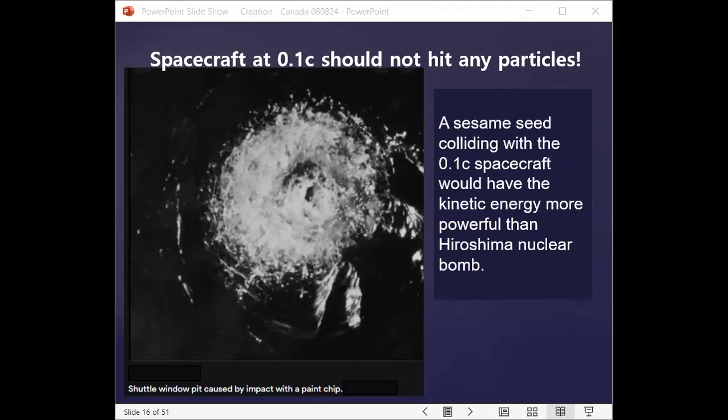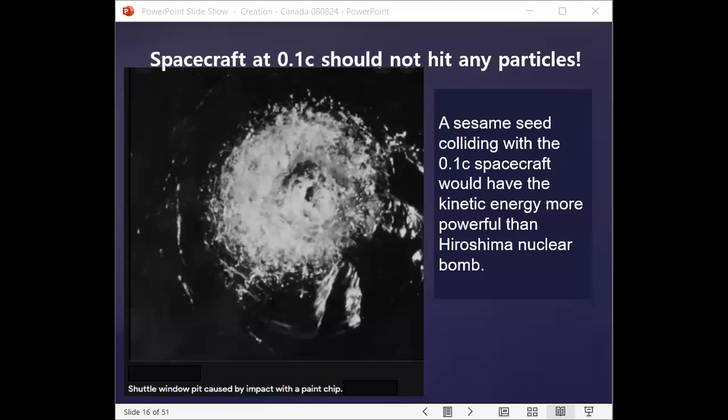So you have this, use the kinetic energy equation to calculate the energy imposed by this sesame seed traveling at 0.1c. It's about 4 times 10 to the 14 joules, over an order of magnitude more powerful than the Hiroshima atomic bomb. A sesame seed at that speed, more powerful than the atomic bomb.